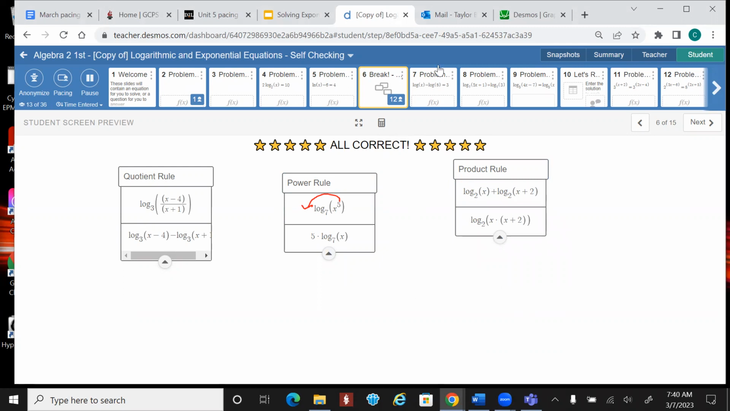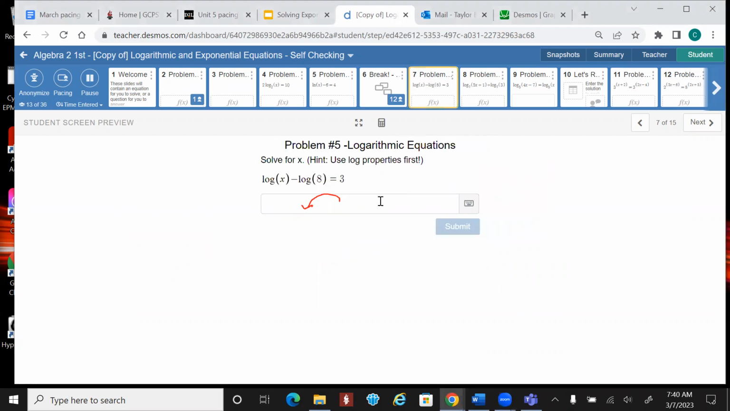Okay. Now let's look at slide number 7. This is where a lot of people struggle, is condensing. Okay, so let's chat about this one. All right, so we're going to solve for x. We got subtraction going on here. So what's that the same thing as? Division, right?